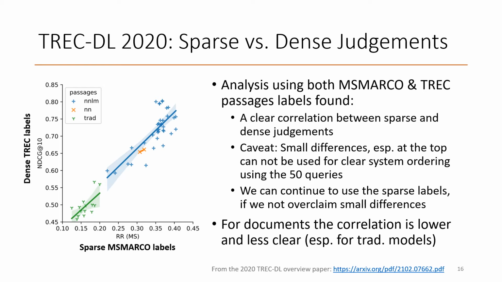If we compare sparse and dense judgments, here on the left we have a plot comparing, on the y-axis, the dense TREC labels and, on the x-axis, the sparse MS Marco labels, and all the participating models are plotted for the 50 or so queries that we're using here. We can see a clear correlation between sparse and dense judgments, although the small differences, especially at the top, shouldn't be used for definitive system ordering for so few queries. But it also shows that we can continue to use the sparse labels on their own.